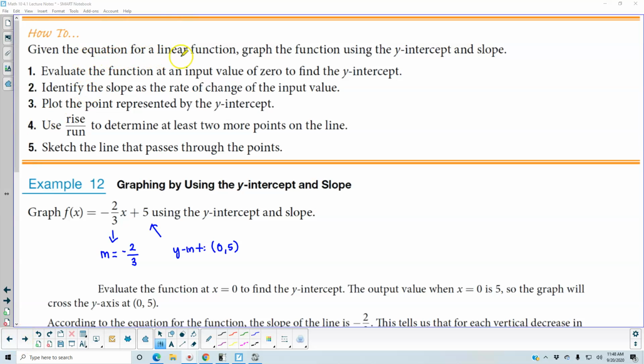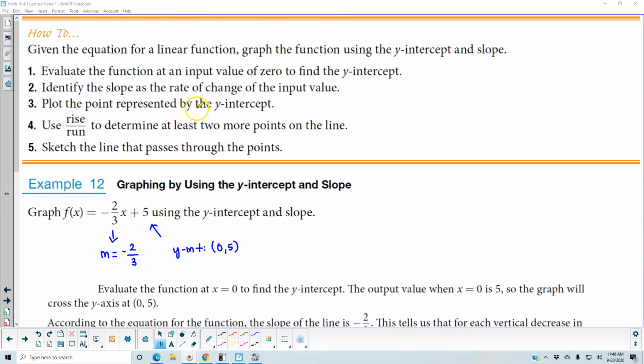Given the equation for a linear function, we're going to graph the function using the y-intercept and the slope. Step 1, evaluate the function at an input value of 0 to find the y-intercept. Step number 2, identify the slope as the rate of change of the input value.